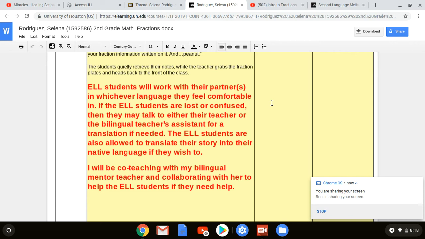And again, you're going to be working with your mentor teacher that is bilingual. And again, just how will you teach this lesson without having your mentor teacher or a bilingual aide? How will you teach this lesson? Just keep in mind that. Other than that, again, this is wonderful.